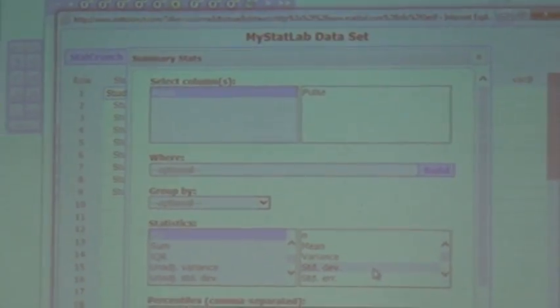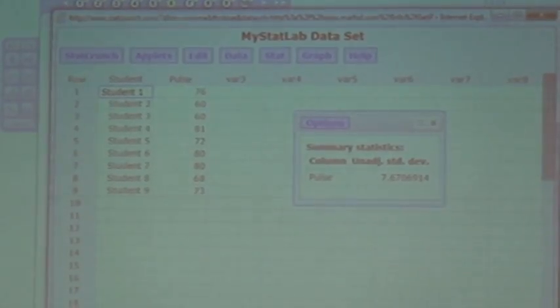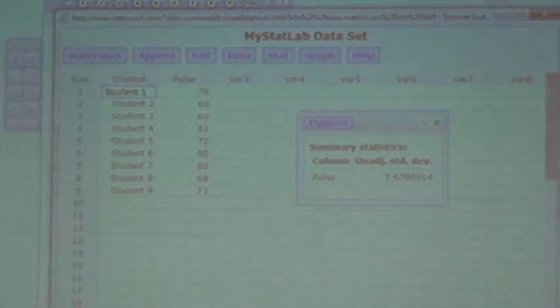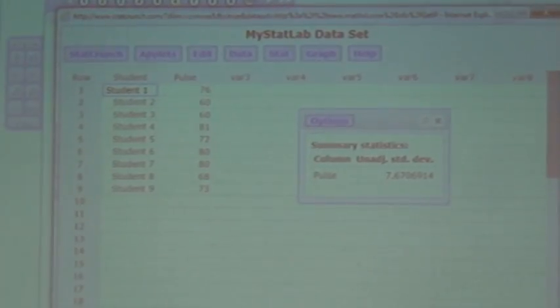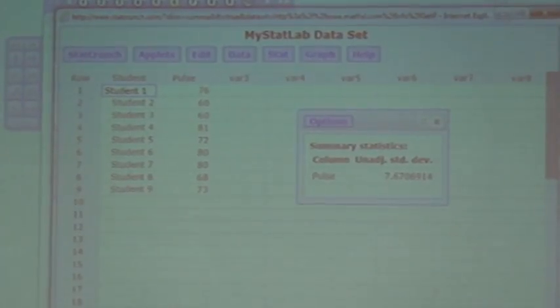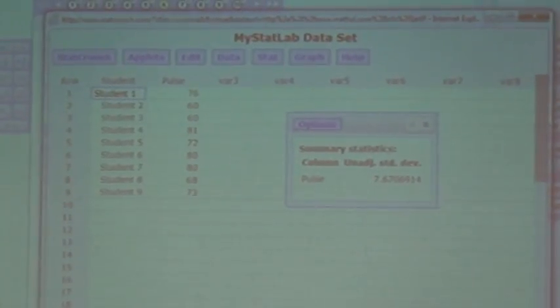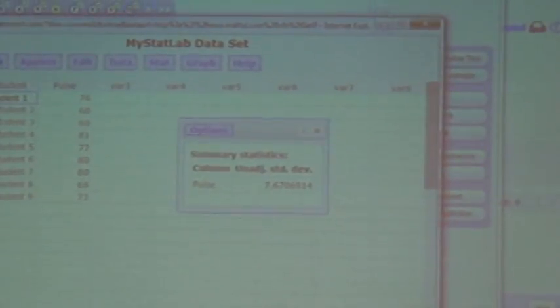Now remember, this is a population. They're telling us to consider this as a population. So let's pick the unadjusted standard deviation. Okay. And compute. 7.67069.